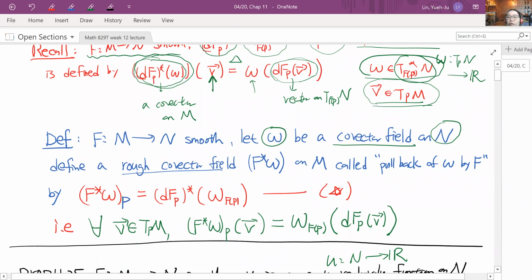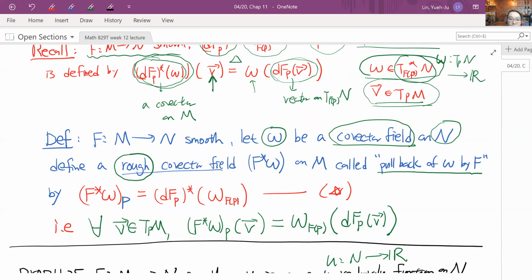So the definition we defined last time is that, okay, if you have W, which is a covector field, then first we can define another covector field, which is what we call the pullback of W by F, right? And the thing is that right now, we only know that when you pull back this W, it will be another covector field. But we don't know whether it's smooth or continuous or not. So that's why we say initially we know it's a rough covector field, meaning it may not necessarily be continuous. And the definition is the following.